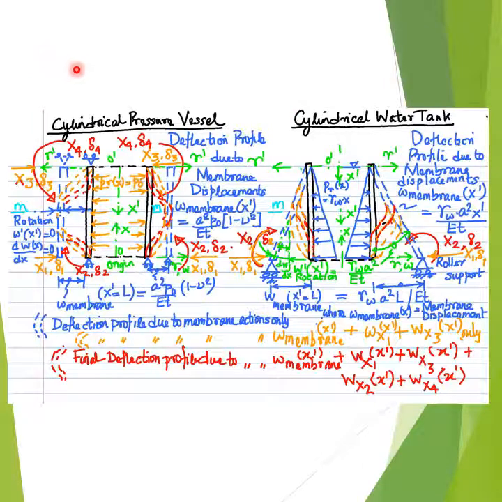Continuing our discussion on the conclusions and the physical interpretations based on the membrane solution of the thin cylindrical shell subjected to axisymmetric loading in case of the two practical examples of the cylindrical pressure vessel and the cylindrical water tank. The current slide presents figures or schematics illustrating the membrane response of the thin cylindrical shell in the two practical examples considered in the present study, that is the practical example of the cylindrical pressure vessel and the practical example of the cylindrical water tank.